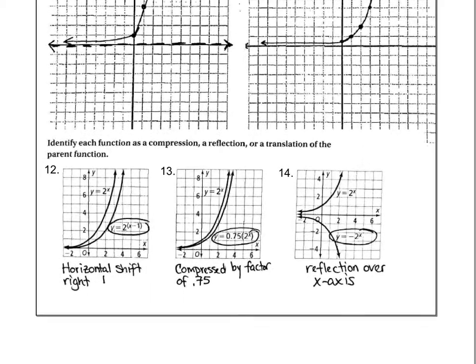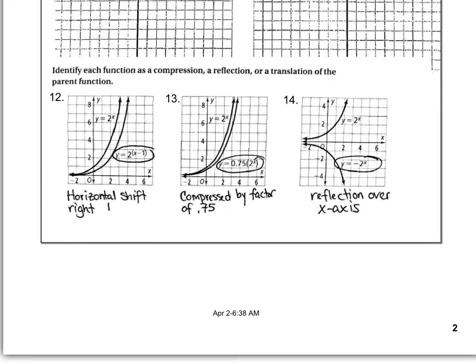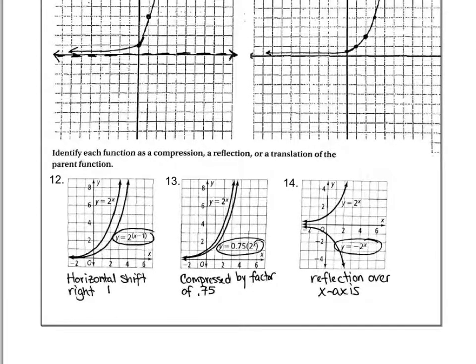12, 13, and 14, we didn't base it off of the graphs in the notes, but they did give you an equation in each one. So here was your equation. We had a -1 in the exponent, so that's horizontal shift right, because it's the opposite. 13, we had a 0.75 being multiplied, so that's a compression. And in 14, we had a negative, which means it's a reflection over the x-axis. And there were your homework problems from last night.